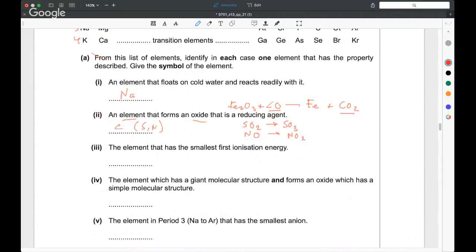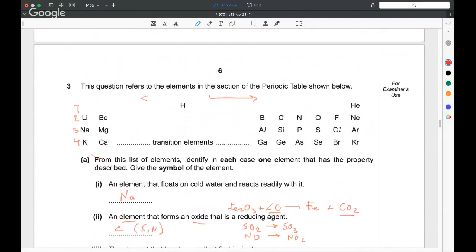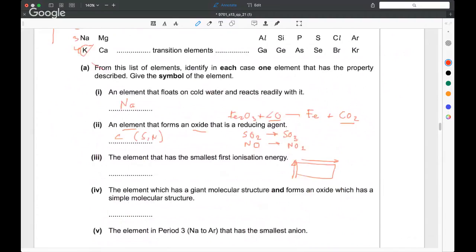Okay, smallest first ionization energy. Well, you need to remember, if this is the periodic table, that first ionization energies increase as you go across a period, and they increase up a group. So you're certainly not going to be wanting to choose anything over here. So you're choosing an element which is going to be low in group 1, down here. So if you look back, the first ionization energies are increasing this way, and they're increasing this way. So the one with the lowest first ionization energy is going to be down there. K is the symbol, the name of the element is potassium. K can go in there.